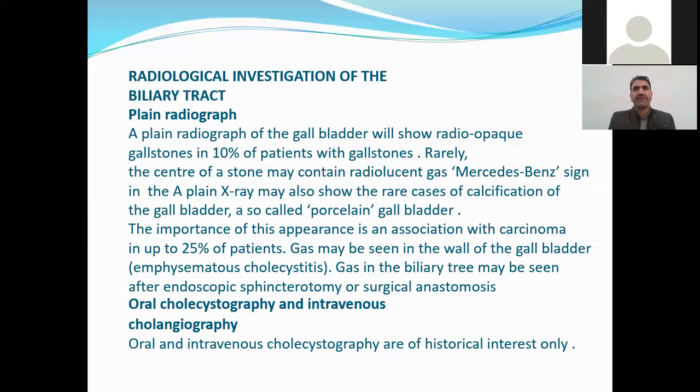What are the investigations of the gallbladder? In general, any pathology of the gallbladder should be investigated. It is in the form of radiograph, then ultrasound, then scintigraphy, which is the HIDA scan, then CT scan, MRI that is called MRCP, then ERCP. We take the first plain radiograph.